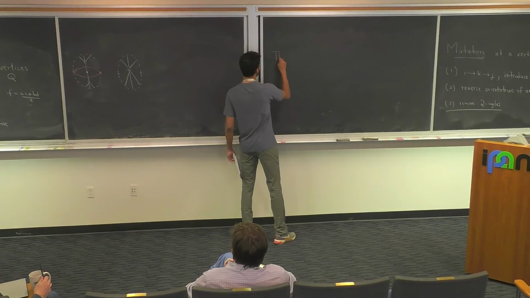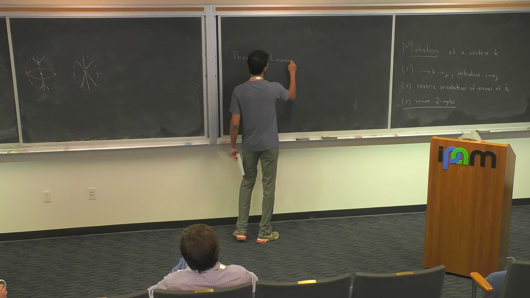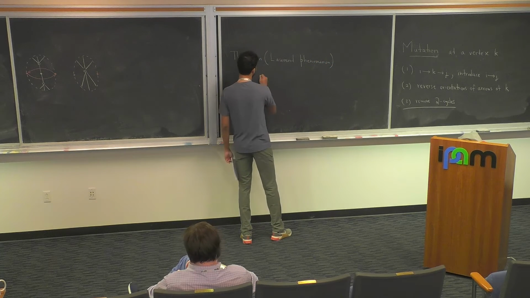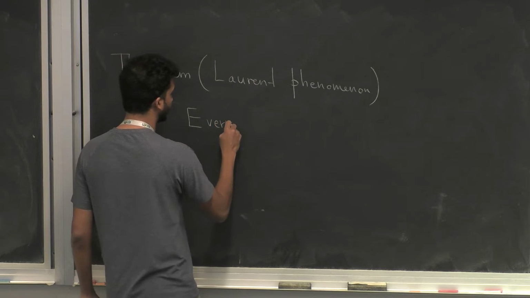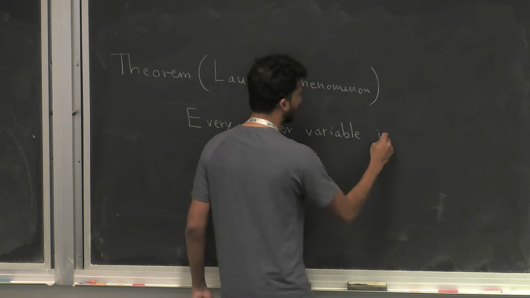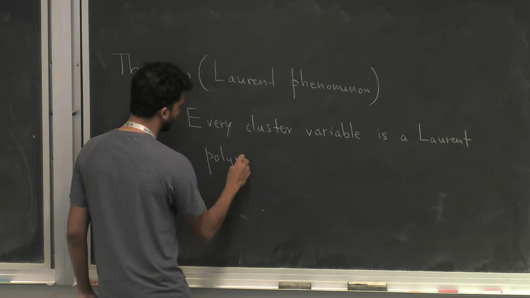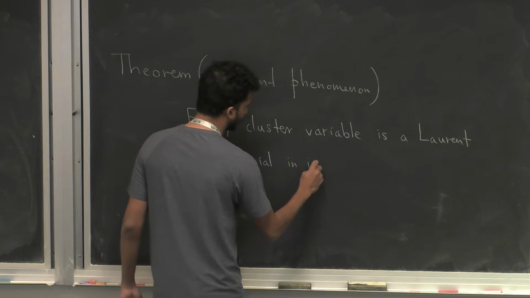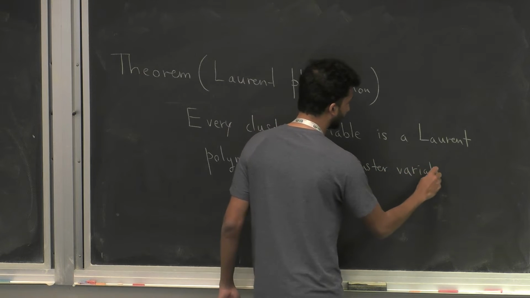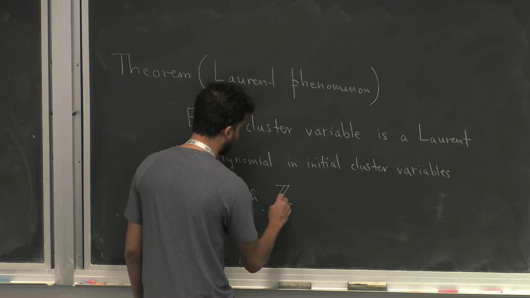So Pasha mentioned this theorem of Fomin and Zelevinsky that every cluster variable is a Laurent polynomial in the initial cluster variables, with positive coefficients, with positive integer coefficients.